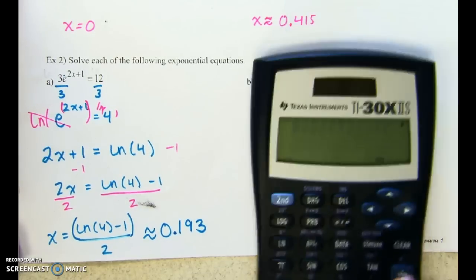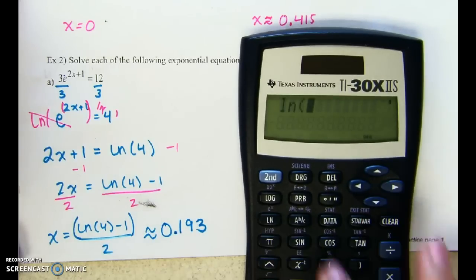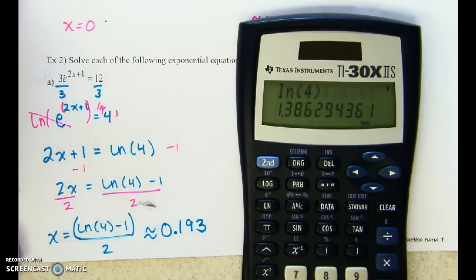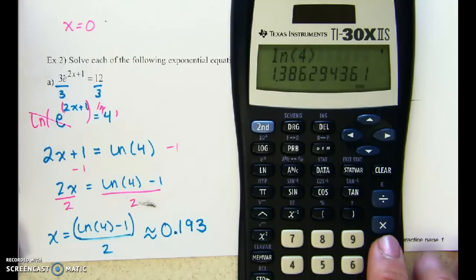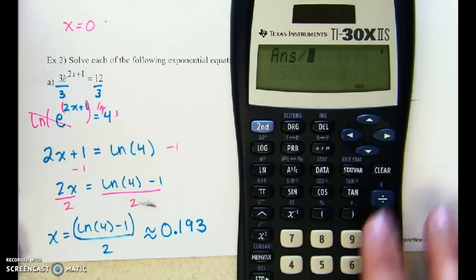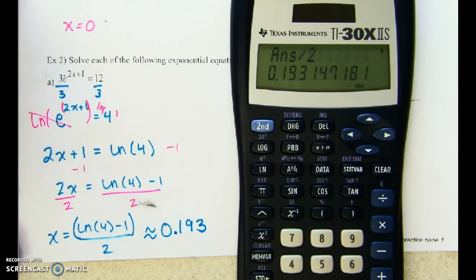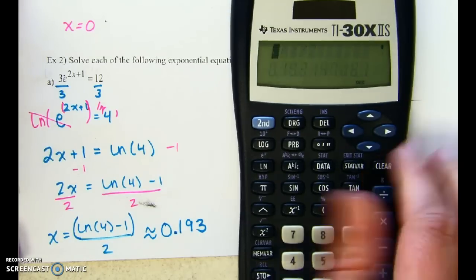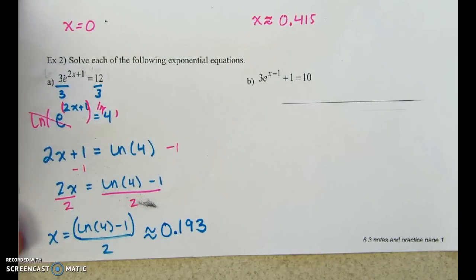What if you wanted to do it in pieces? You could do this. Watch. ln of 4 equals minus 1 equals divide by 2 equals, like that. Same answer. Okay, this one is supposed to be a you try.